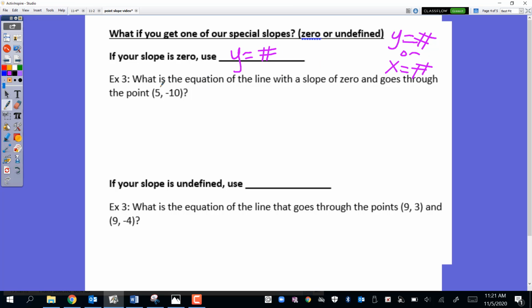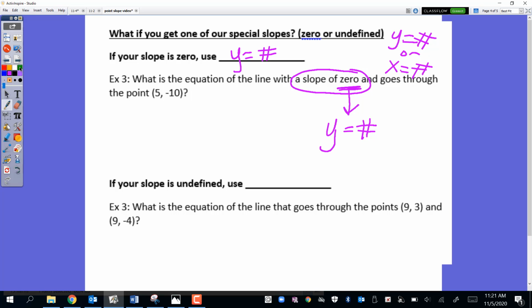Okay, so like in example 3, it says, what is the equation of the line with a slope of 0 and goes through the point 5, negative 10. Now, when I see that the slope is 0, that should be alerting me, oh, I'm not going to do point slope. Does that mean I'm going to pick y or x? Well, when it's 0, that tells me I'm supposed to pick y equals some number. Well, how do I know what number it equals? Well, that's where this point over here comes in.